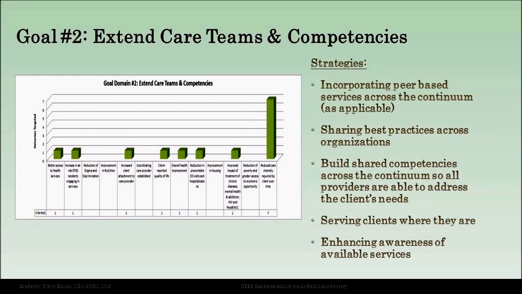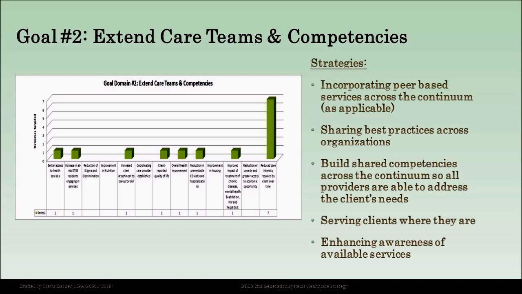Goal domain number 2 is extended care teams and competencies, so additional strategies to help organizations perform in this area, but also evaluate performance in this area. Includes the following strategies. So incorporating peer-based services across the continuum is applicable, sharing best practices across organizations, building shared competencies across the continuum so all providers are able to address the client needs, serving clients where they are, and enhancing awareness of available services.